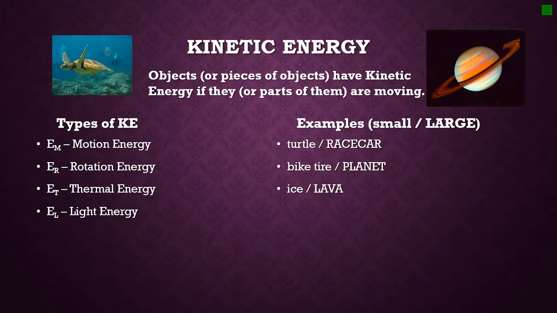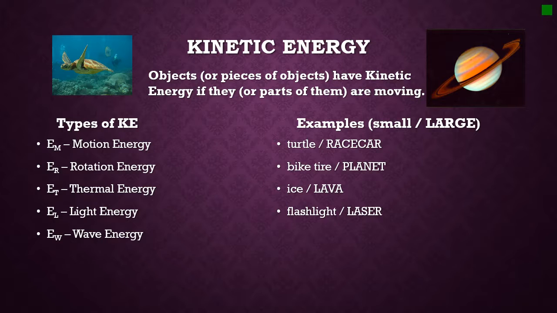Then we have light energy, and light energy is a type of energy that's produced from photons projecting from an object or something that's a source of light energy. It could be lots of things, and an example of a small amount of light energy might be the light that comes from a flashlight, and a larger amount might be from a laser.